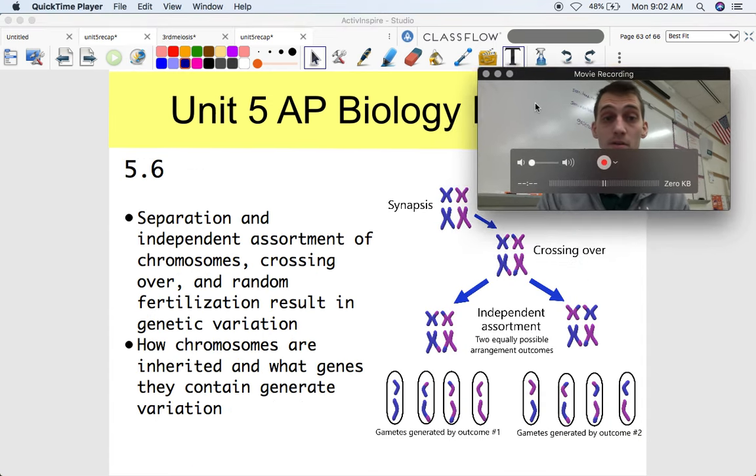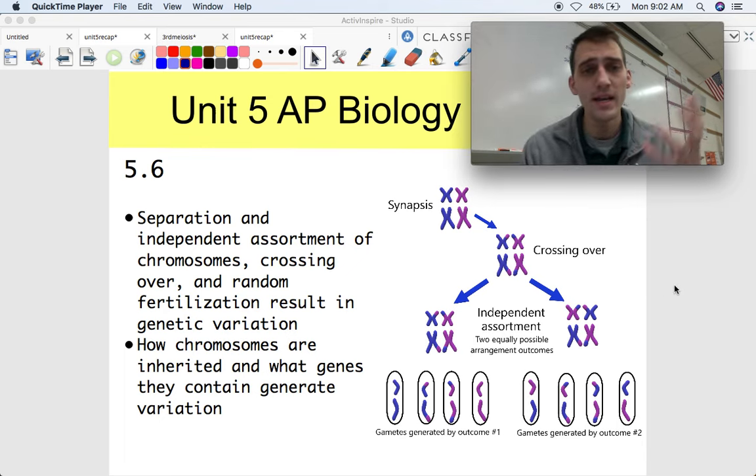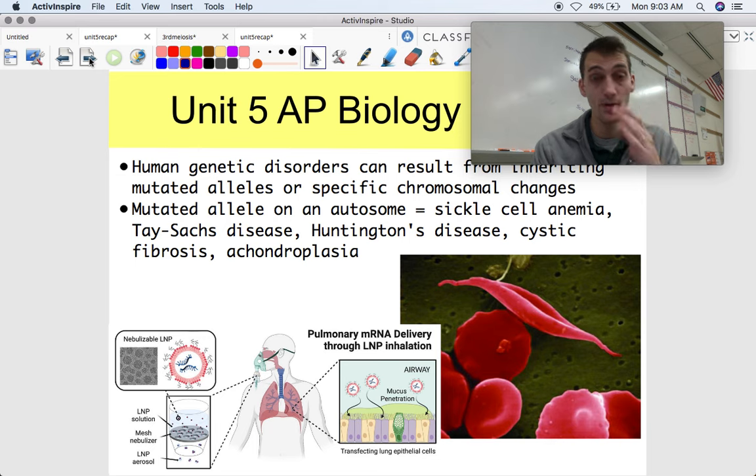Okay, last topic of Unit 5 is on 5.6. And this is all about reiterating where genetic variation comes from and how the inheritance of chromosomes affects traits. Okay, so as I put over here, separation and independent assortment of chromosomes, crossing over, and random fertilization result in genetic variation. Those three things, you've got to remember those. How chromosomes are inherited and what genes they contain generate variation. And that's very important.